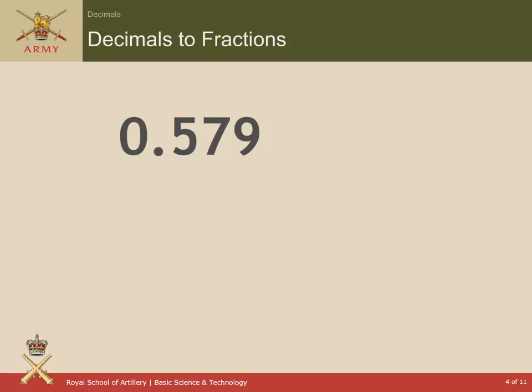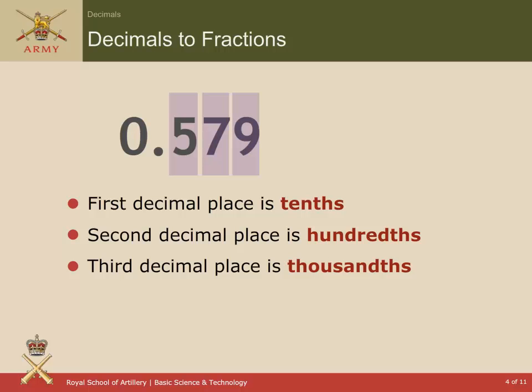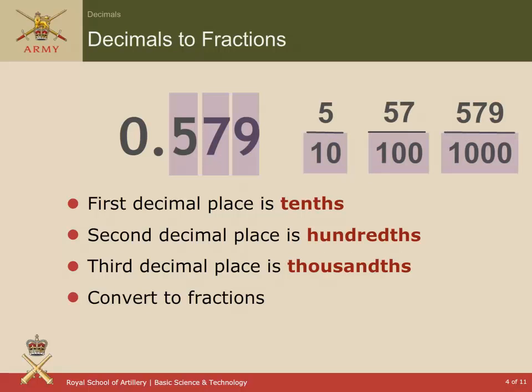Decimals to fractions. When we look at the decimal part of a number, the first decimal place represents tenths, the second decimal place represents hundredths, and the third decimal place represents thousandths. So you can convert a decimal to a fraction by putting it over either a 10, a 100 or a 1,000 or even more, depending on the number of decimal places. You can use your calculator, but it's fairly straightforward to just do it in your head.